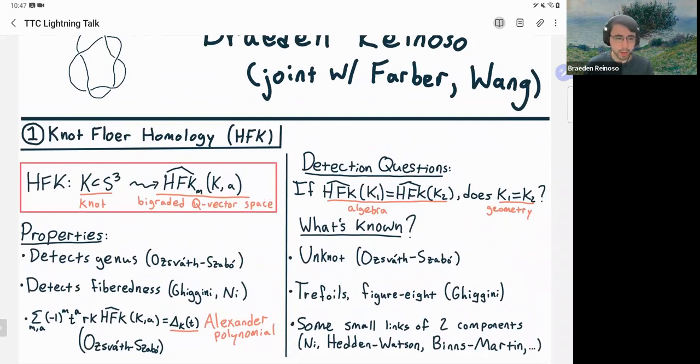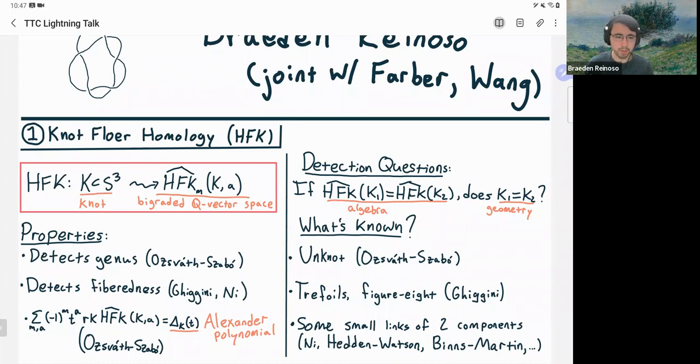So the first thing I'll tell you about is knot Floer homology. This is some functor which takes in a knot in S^3 and spits out some bigraded vector space over the rational numbers. Don't worry too much about what that means. You can just think about it as some algebraic object associated to your knot. So this functor satisfies a couple nice properties. It detects the genus of the knot that you put in. It tells you whether or not it's fibered, and it tells you about the Alexander polynomial of your knot.